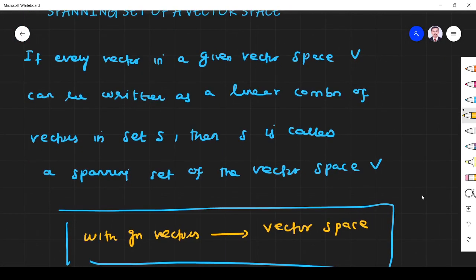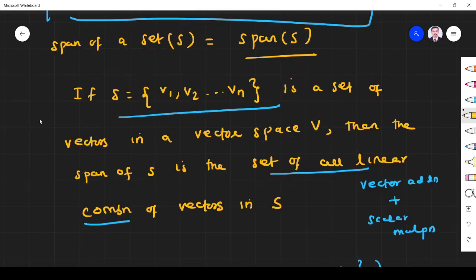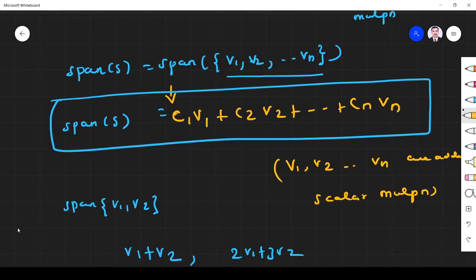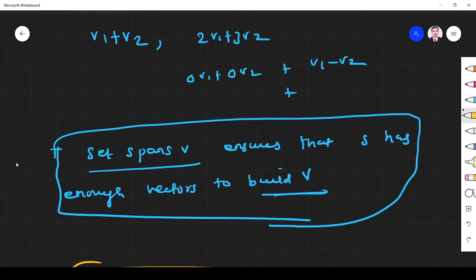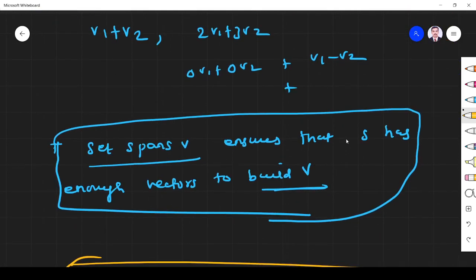Here you see, I told if every vector in a vector space can be written as a linear combination of vectors in set S, then S is called a spanning set of vector space V. That means S has enough vectors to build a vector space V. That is the first thing we must remember. That point is very, very important, right? So set S spans V ensures that set S has enough vectors to build a vector space V.